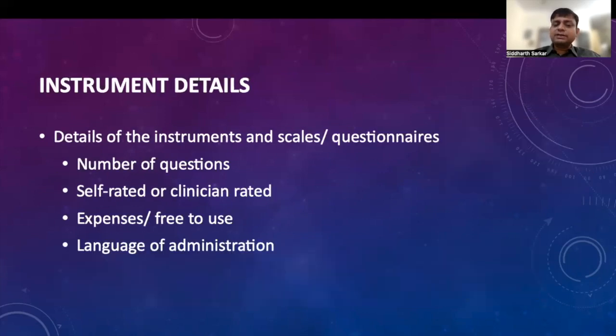Now, details of the instruments or scales and questionnaires should be there. It should be mentioned how many items or questions there are, whether it is self-rated or clinician-rated, whether it is free to use or whether you have to pay to use it, whether it is copyrighted or not, and the language of administration of the scale should also be mentioned. If the scale is in a different language from where you intend to use it, then you should mention the translation procedures that you are going to use to validate that scale, or to at least use that scale in a formalized way.